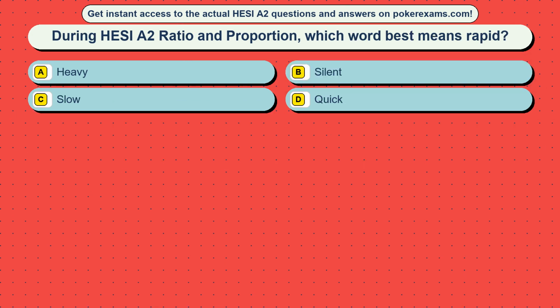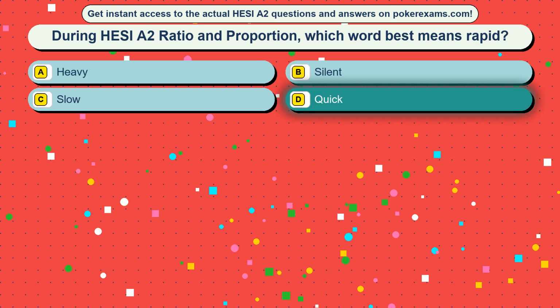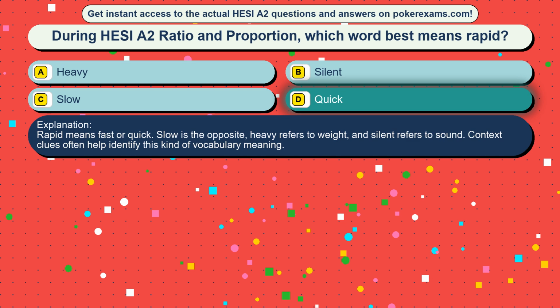Question 11. During HESI A2 ratio and proportion, which word best means rapid? Option A. Heavy. Option B. Silent. Option C. Slow. Option D. Quick. The correct answer is option D. Quick. Rapid means fast or quick. Slow is the opposite. Heavy refers to weight, and silent refers to sound. Context clues often help identify this kind of vocabulary meaning.